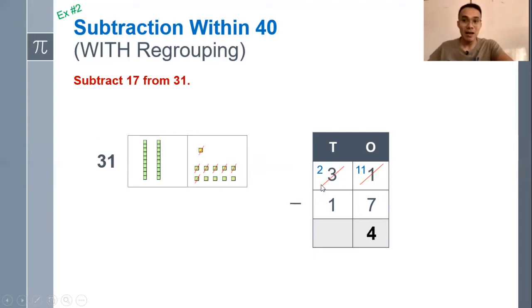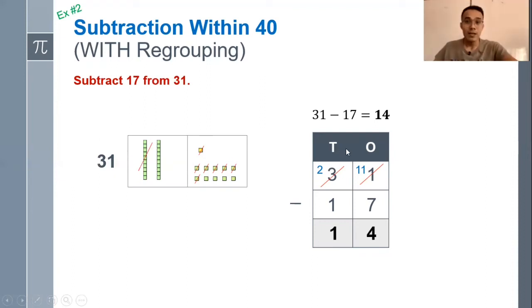Next, let's have the numbers in tens. We have 2 tens minus 1 ten, or 2 tens take away 1 ten. We will look at the base 10 cubes and let's try to remove or cross out 1 ten. How many tens left? There's only 1 ten left. So 2 minus 1 is 1. Therefore, 31 minus 17 is 14.